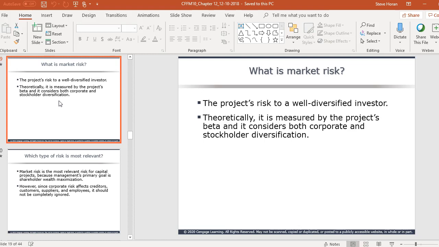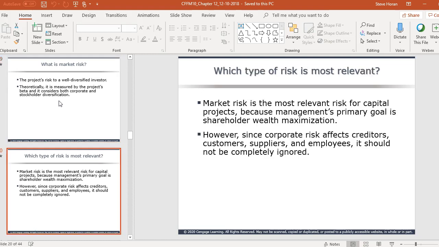It's no different. So how does this project fit into having a diversified portfolio of projects? That's the market risk. Okay. So it says on the next slide which risk is the most relevant. Market risk is the most relevant for capital projects because the goal of management is to maximize shareholder value, to make the company worth more. Okay. However, corporate risk affects creditors, customers, suppliers, and employees, so it should not be completely ignored.